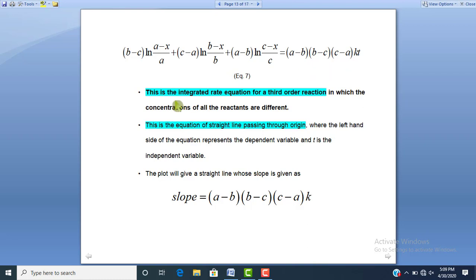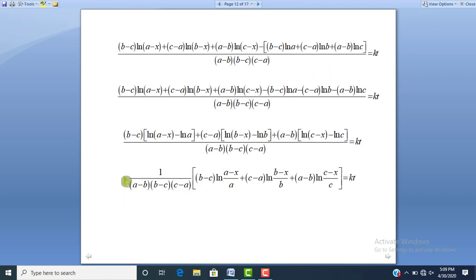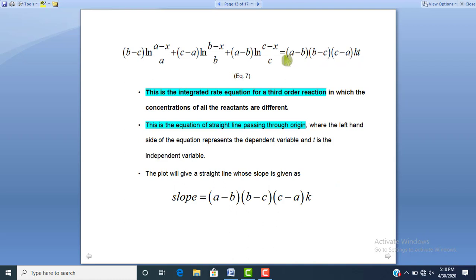And if you see here, the denominator was multiplied on both sides. Here it was cancelled and here it is multiplied. So this kt has been multiplied with this denominator. This is the equation number 7. This is the integrated rate equation for third order reaction, in which all the reactants have different concentrations. And this is the equation of a straight line passing through the origin.